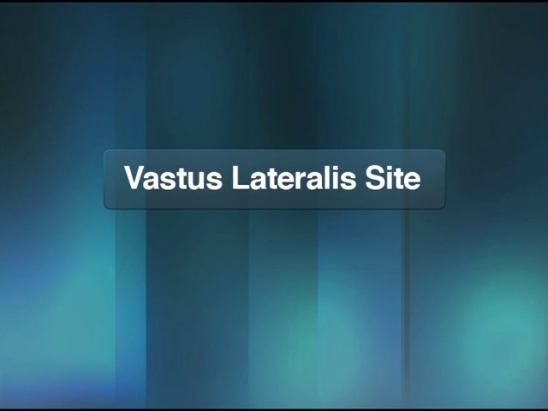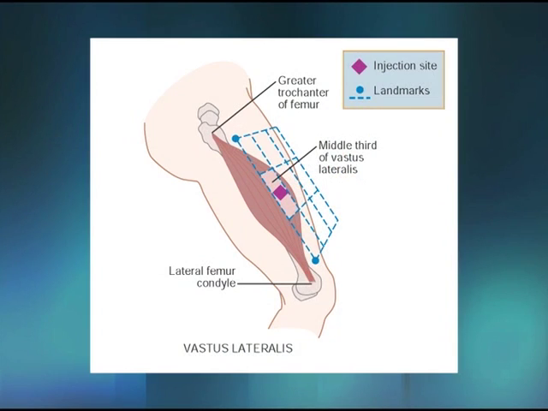The vastus lateralis site is particularly desirable for infants and children younger than 3 years old whose gluteal muscles are not yet well developed. It is easier to give an injection in the vastus lateralis if the patient is lying down, but a sitting position also can be used.